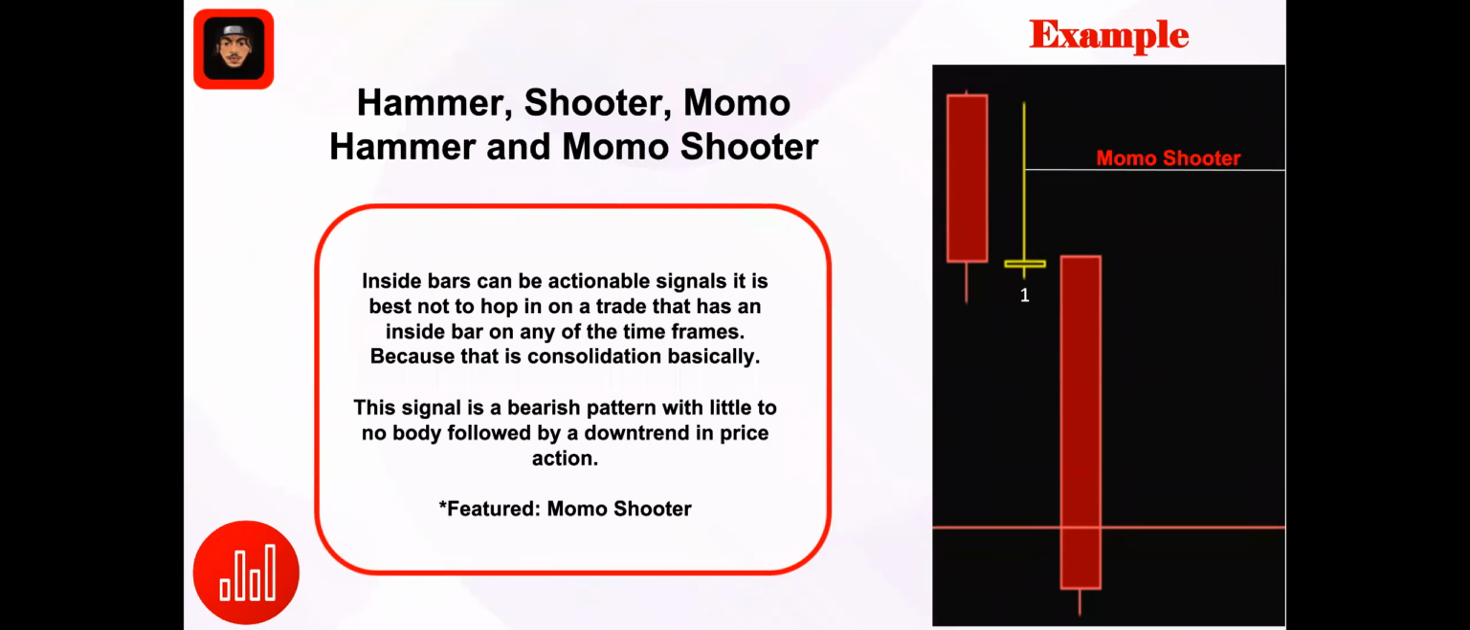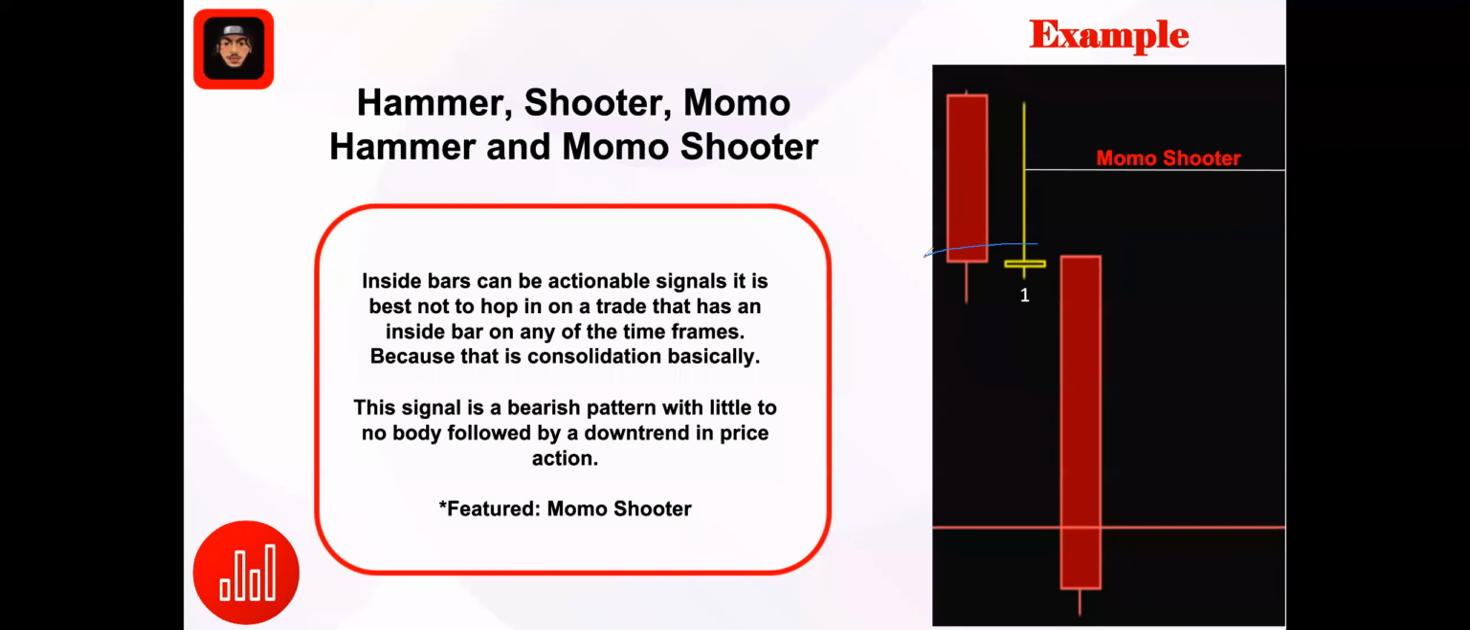So the actionable signals for the strat are your hammer, your shooter, your Momo hammer, and your Momo shooter. All right. Now, the difference between a Momo shooter and a regular shooter is, the Momo shooter, in this case, because it's the first one we're going over, this yellow candle right here. Most of the time, the Momo shooters are inside candles. They're a lot better when they're inside candles. All right. But the Momo shooter, it's about where it's at. This shooter is taking place in the trend. All right. So we're already going down. This happens in the trend, whereas the shooter happens at the top of the trend.